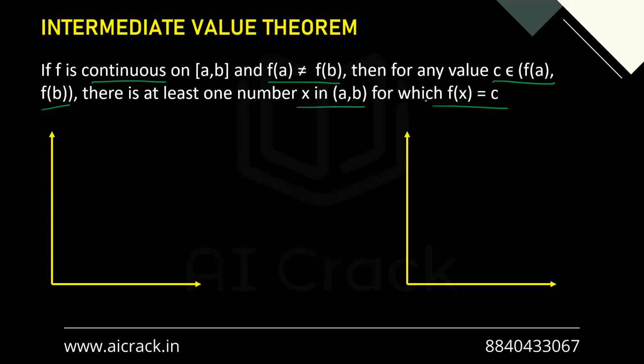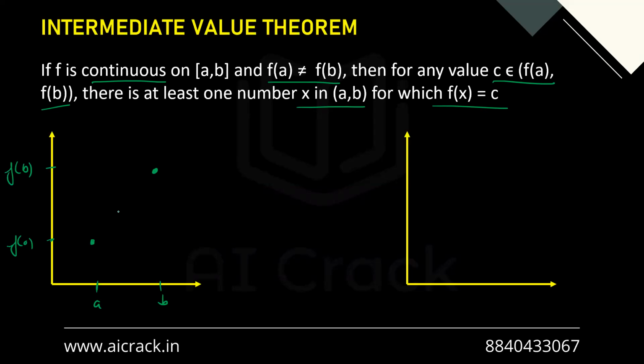So there are so many terms over here. Let's try to understand them one by one. So this is a, this is b, this is f of a, this is f of b over here. Now this is the point over here and this is the point over here. Now it says that f(a) is not equal to f(b). We have done that.